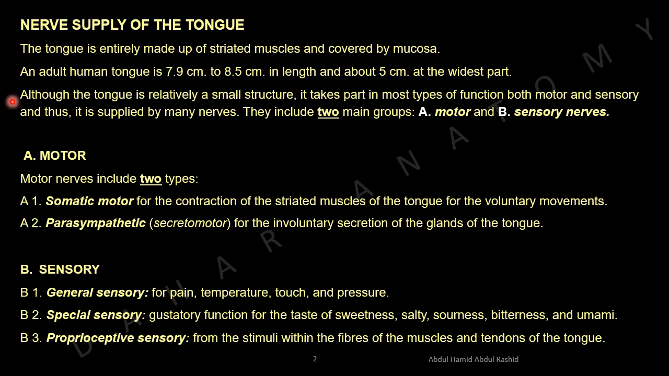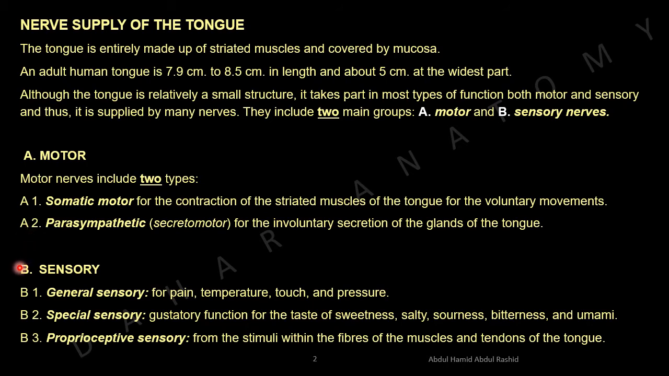They include two main groups, A. motor and B. sensory nerves. A. Motor. Motor nerves are again subdivided into two types. A1. Somatic motor for the contraction of the striated muscles of the tongue for the voluntary movements. And A2. Parasympathetic, that is secretomotor for the involuntary secretion of the glands of the tongue.